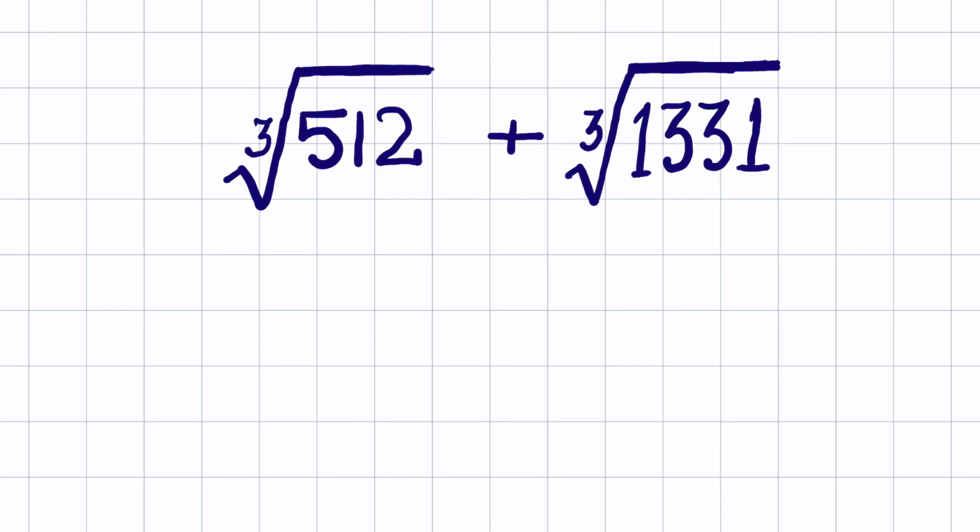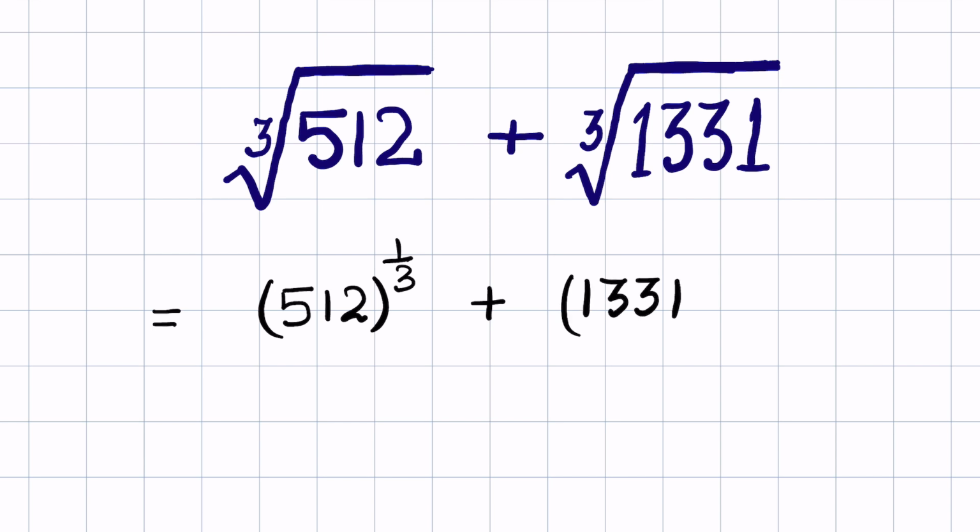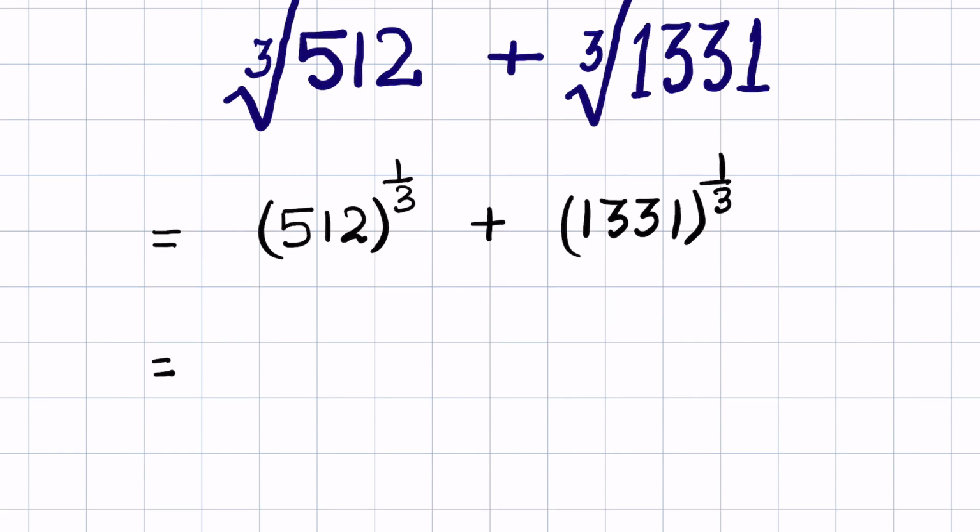512 under cube root plus 1331 under cube root. How to solve this? Cube root means it is raised to the power of 1 upon 3. So 512 is raised to the power of 1 upon 3 plus 1331 is raised to the power of 1 upon 3. 512 we can write as 8 raised to the power of 3, because when you factorize 512, you can group it in terms of 8 multiplied by itself 3 times.